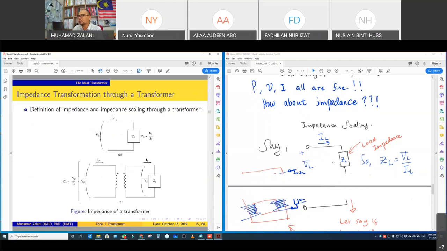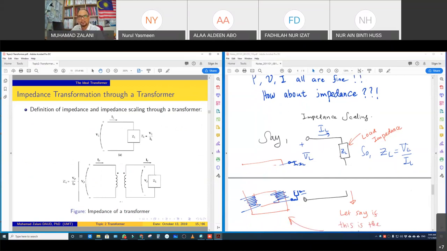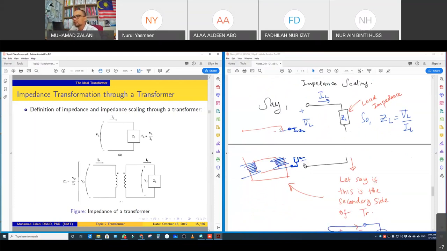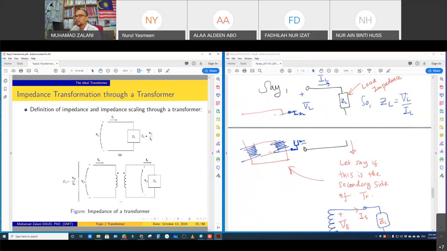Let's say if I connect ZL, which is the load impedance here at the secondary side, so there must be current flowing inside the ZL, which is IL. And then the voltage across ZL is VL. So we can get ZL is VL divided by IL by using the law of voltage and current load with respect to the impedance, right? All right. So this image again has been separated by the page. Okay. As you can see, we connect ZL across the secondary windings of the transformer.